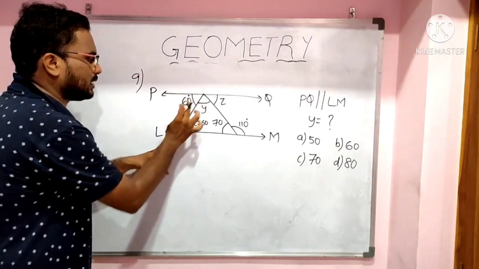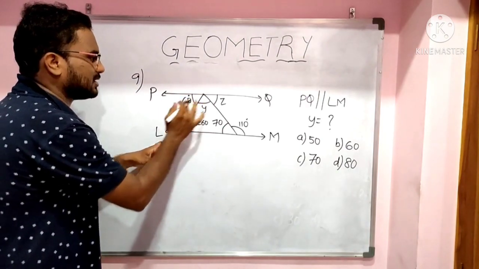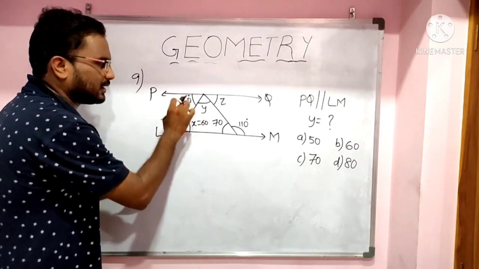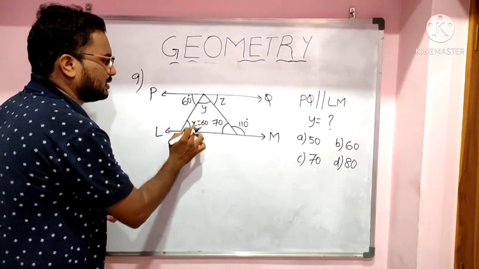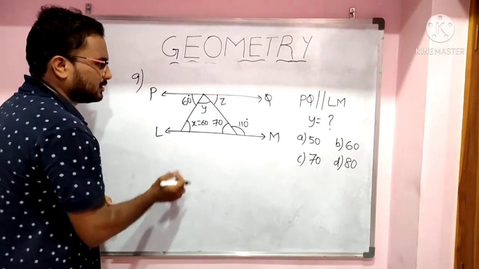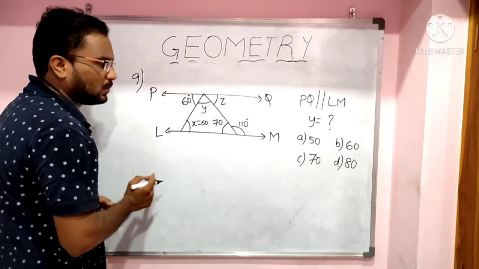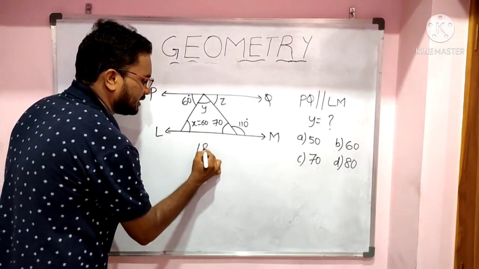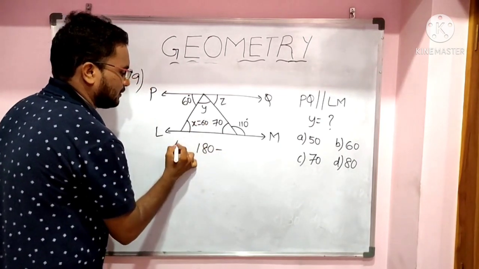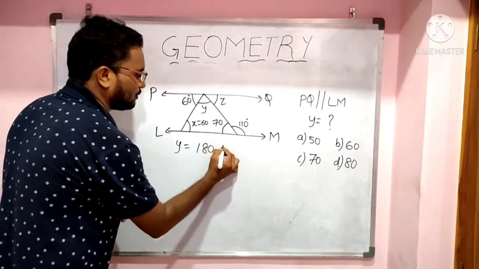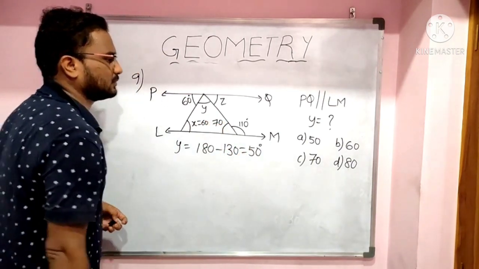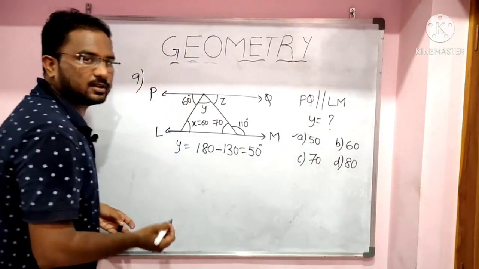Why? These two are alternate interior angles. These two lines are parallel, this is the transversal, so X equals 60. This is a triangle, and in a triangle the sum of the angles is 180 degrees. This is 70, this is 60. Y equals 180 minus 70 plus 60, that is 130. So the answer is 50 degrees.